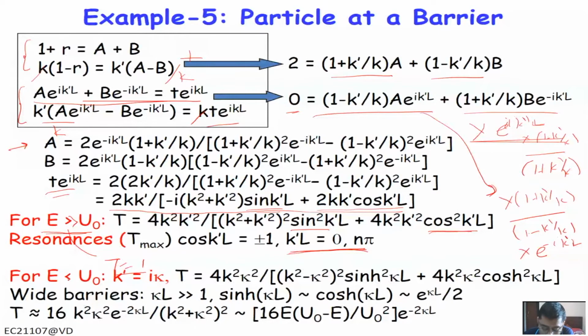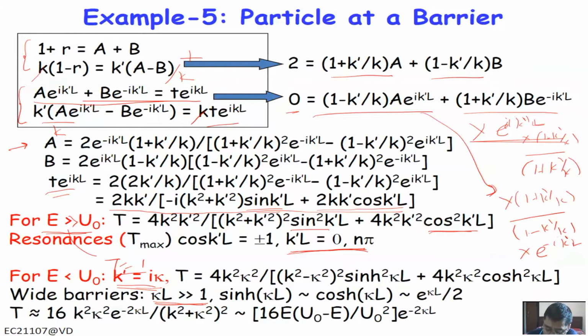And for energy less than U naught, you don't have to do much here. You can just replace k by iota kappa here, and the equation remains the same, because k prime is iota times kappa, so it becomes sine hyperbolic and cos hyperbolic. The rest is the same, right? And then kL, where L is the length of the barrier, becomes a kind of phase, or how many wavelengths, right?